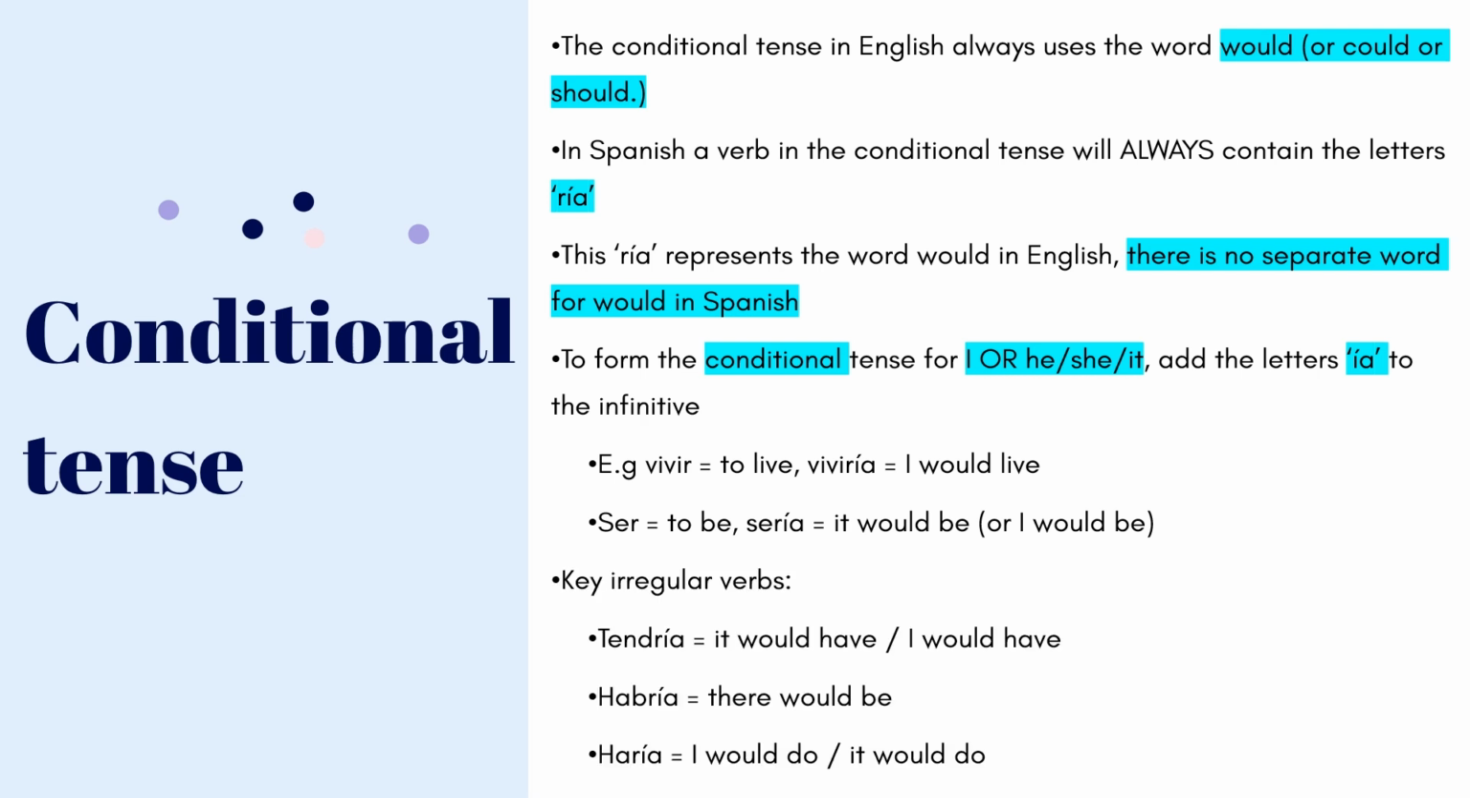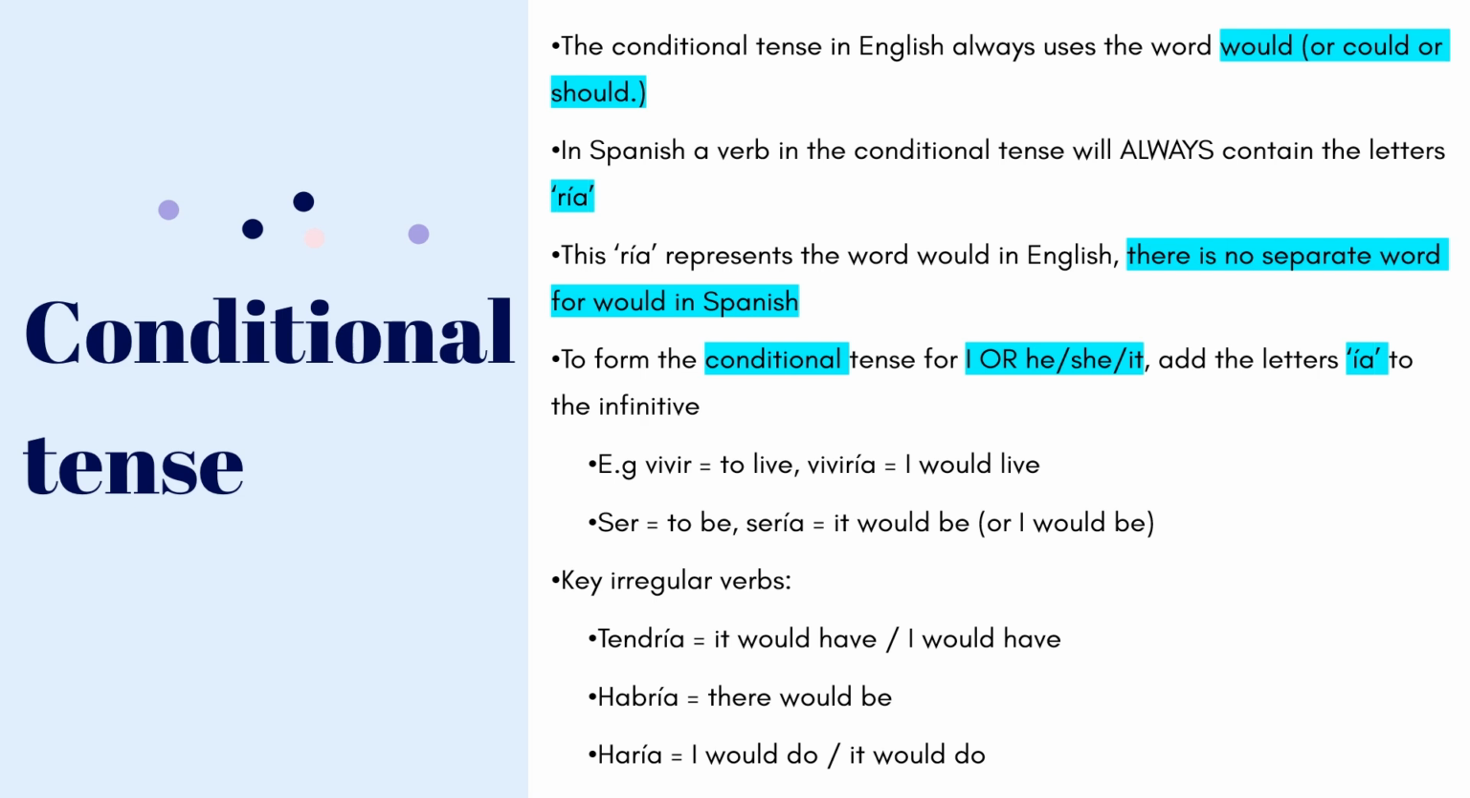There are some key irregular verbs, and they're irregular because you do not add the ending to the infinitive. You have to change the stem, so the bit that the ending is added to. And the most important ones that we need to know that we will use today, tendría is it would have or I would have. Habría, there would be, so that is the conditional tense of hay. And haría, I would do or it would do. Okay, so we're going to stick with those as being the most important ones for today.